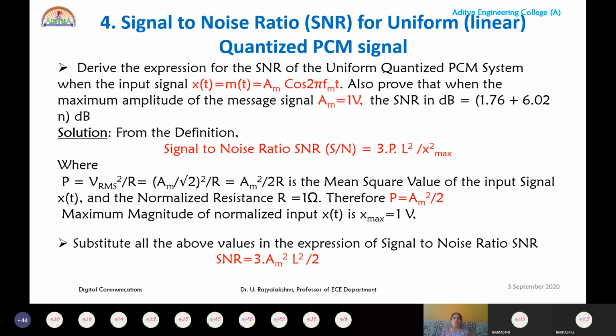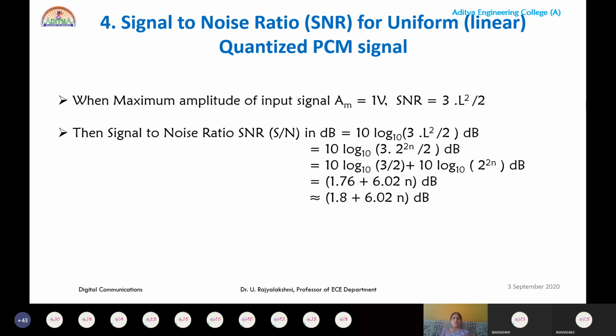And one more thing here: Am is given as 1 volt. So substitute Am as 1 volt and get the SNR in decibels. So apply the SNR dB expression, 10 log of the respective value of SNR. Upon evaluation you got 1.76 plus 6.02 n decibels. This type of problem you need to solve in the examinations.